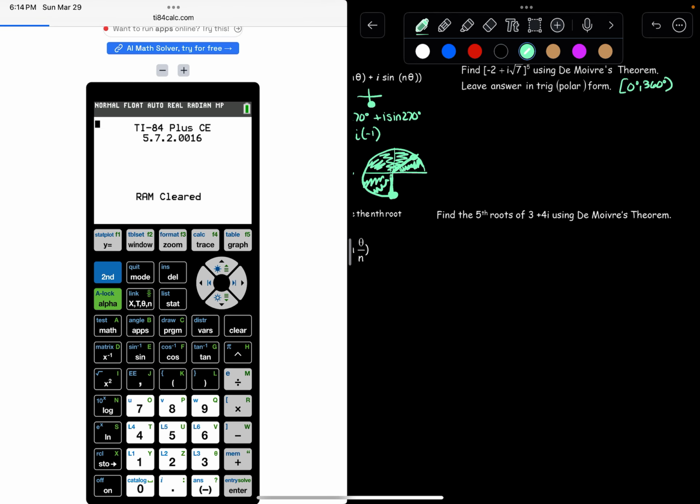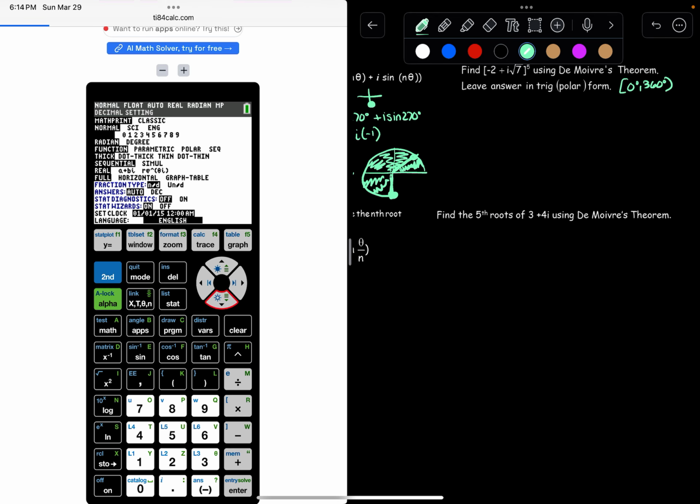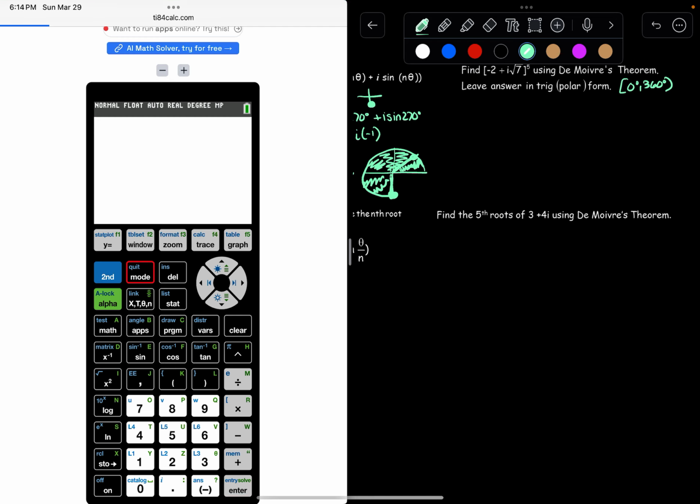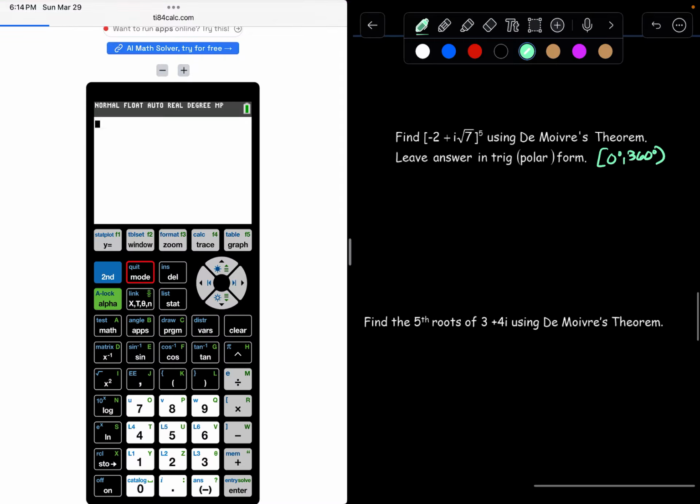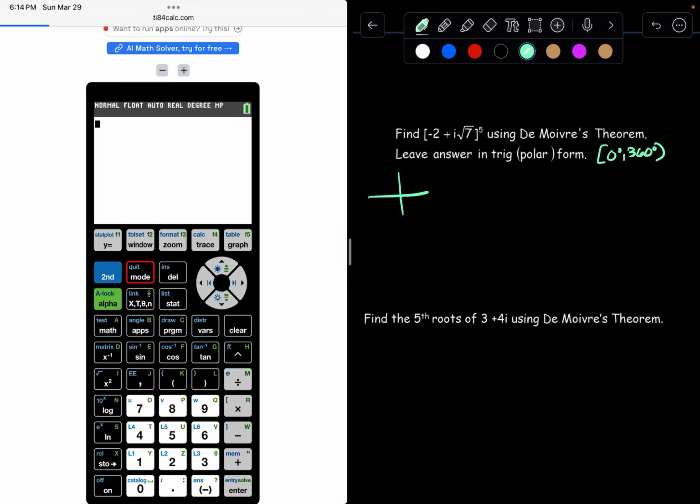All right, awesome. So I'm going to go to mode and I'm going to make sure that I am in degrees. When you reset your calculator, it automatically goes to radians. So with this one, you'll want to convert it to degrees. All right, so we need to find our radius and our theta.